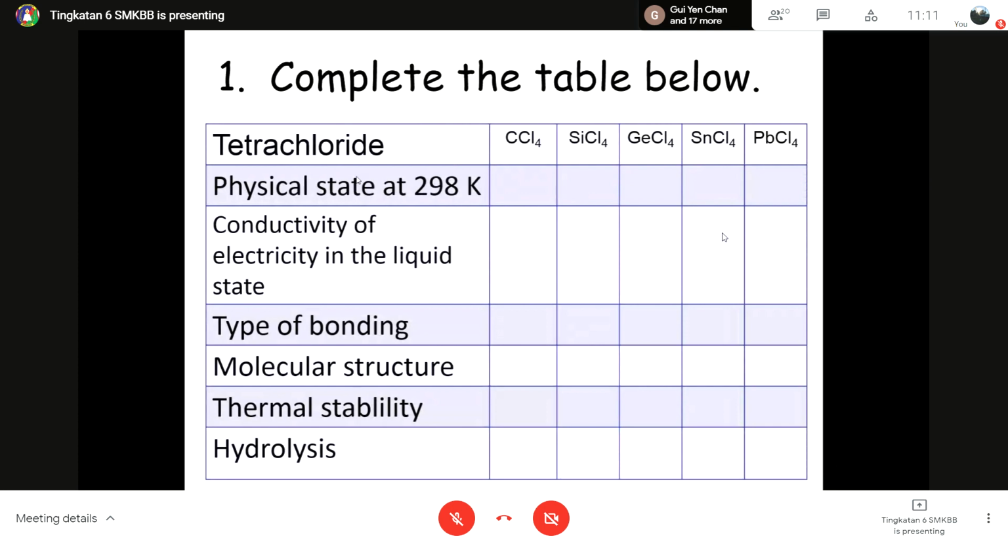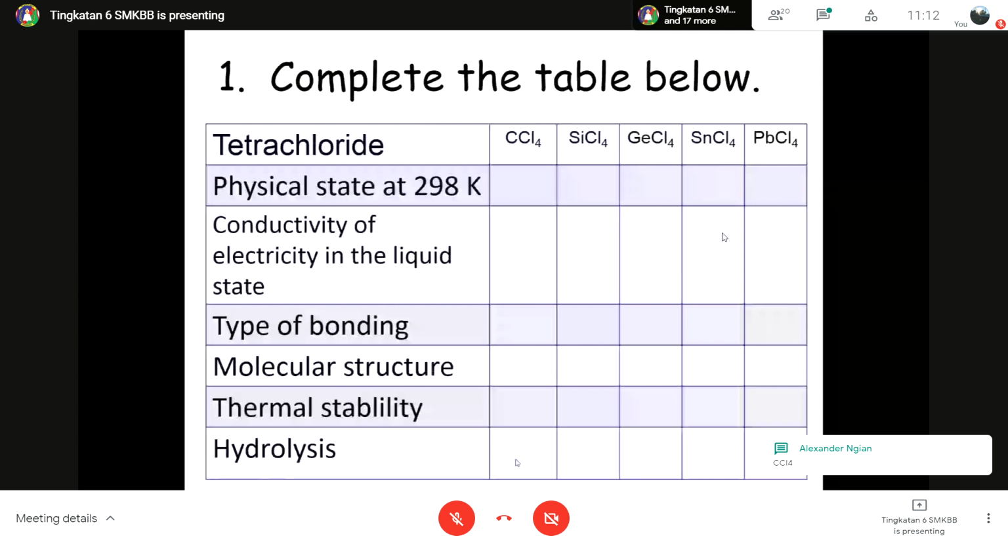Okay, 5 minutes are up. Hold on, let me get a list. Okay, so the first column, physical state. Alexander, what is the answer? Liquid for which one? Get it clear. Liquid for all, or liquid for which one? State clearly. CCl4 only.